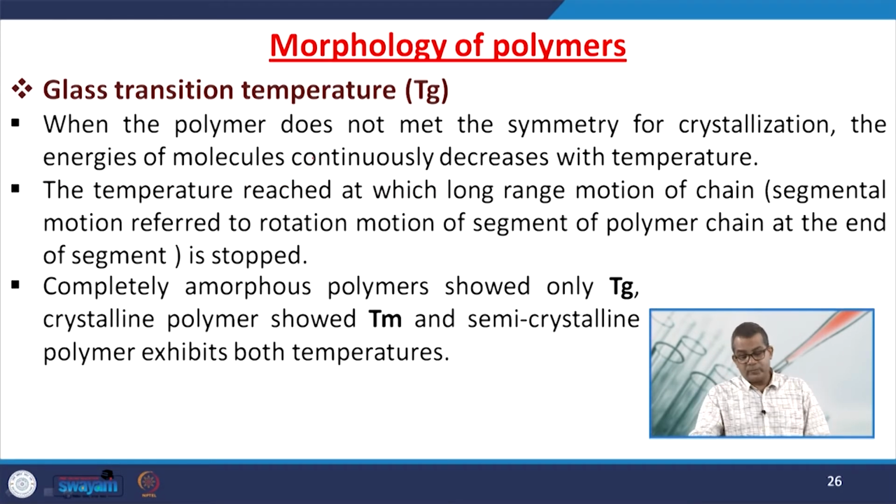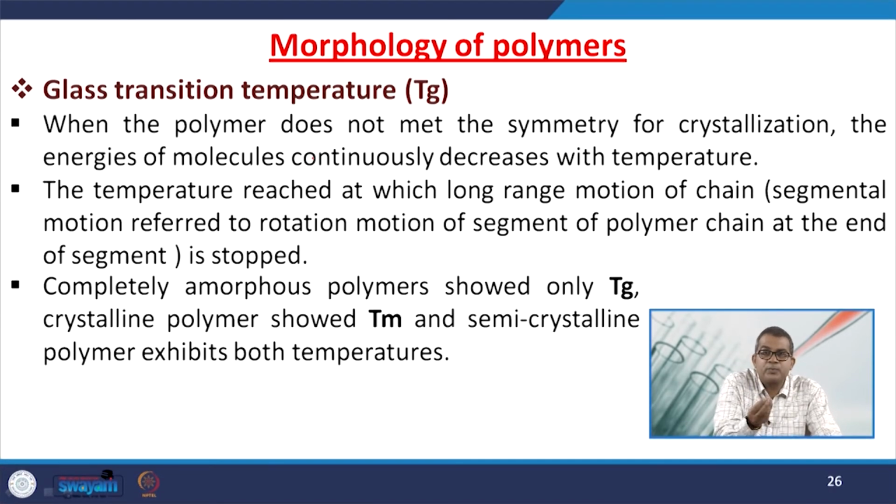Now, the glass transition temperature is very important. We have already discussed a couple of things related to the glass transition temperature. When a polymer does not meet the symmetry of crystallization, the energies of molecules continuously decrease with the temperature. So their motion, at one stage, ceases. The temperature is reached at which the long-range motion of the chain, maybe segmental motion, referring to the rotational motion of segments of the polymer chain, is stopped. So, it may acquire the condition of a supercooled liquid.